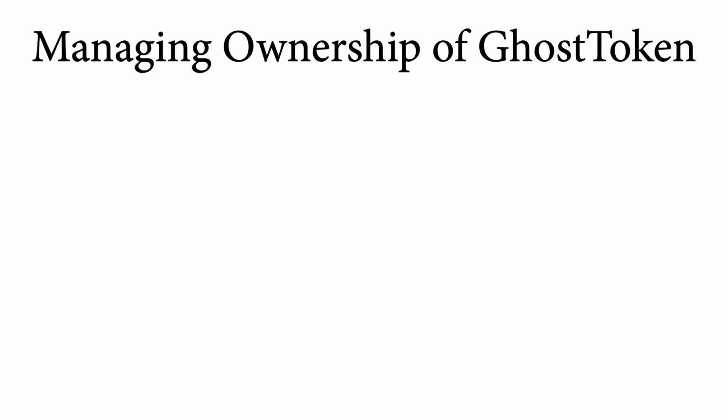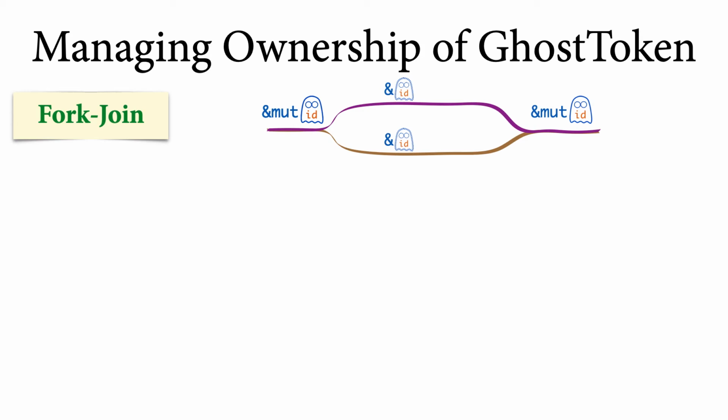Okay, so now you've seen how you can use a single ghost token to control access to all the nodes in a list. But that begs the question, how do you control access to the ghost token itself? And the answer is, you can do it however you want. Rust provides a variety of mechanisms for controlling ownership of objects. For example, you can use fork-join parallelism to temporarily share ownership of the ghost token between multiple threads before getting back unique ownership at the end.